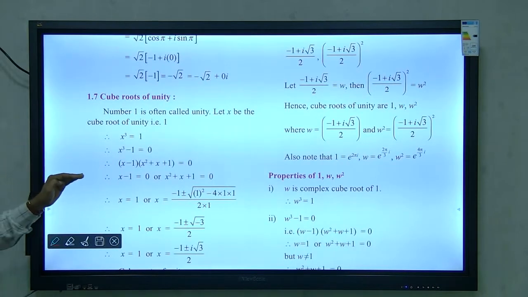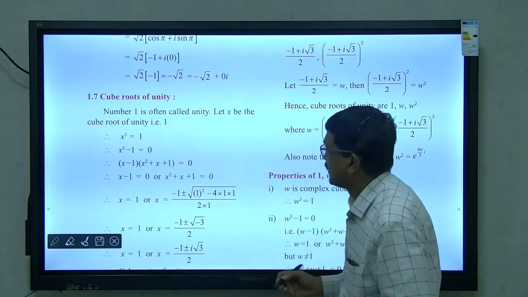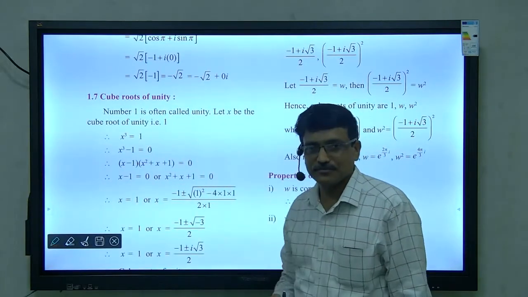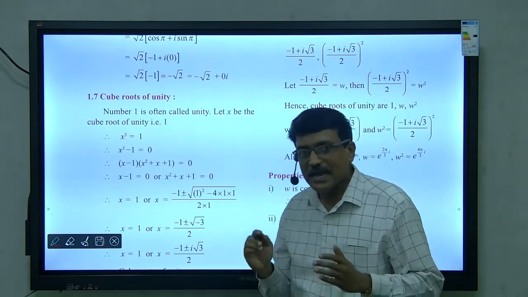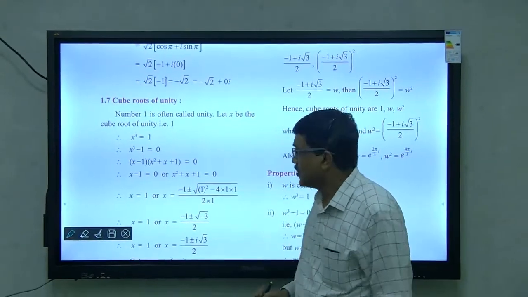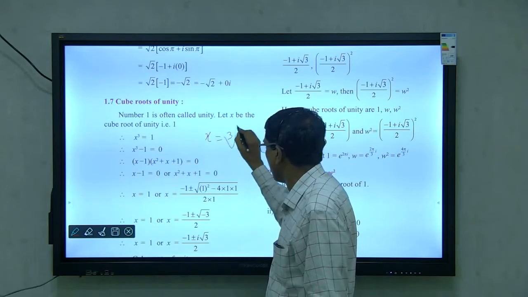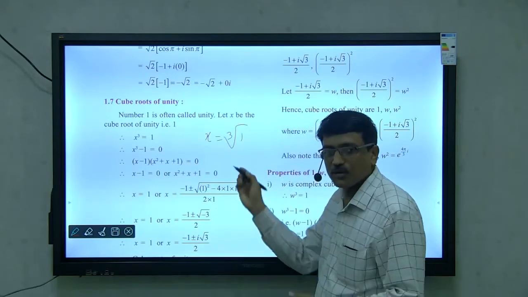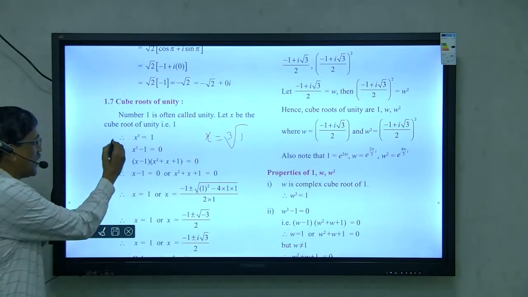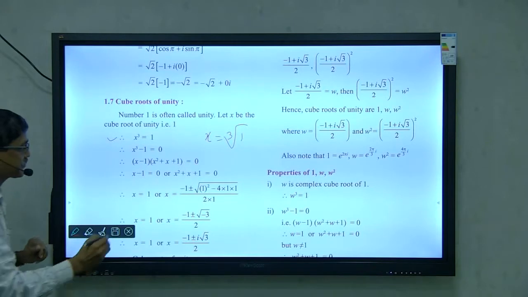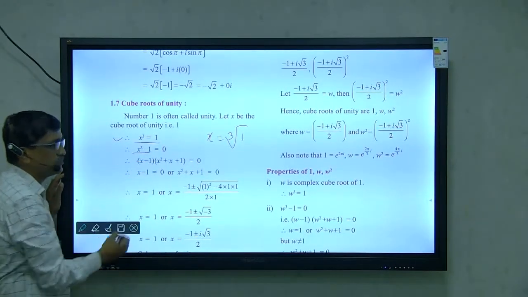Using this information, let us explain cube roots of unity. Unity means 1. Cube root of 1. Let x be a cube root of 1. So what we know, if x is equal to cube root of 1, then cubing both sides, what we get, x cube is equal to 1. See, take 1 to the left side. x cube minus 1 is equal to 0.